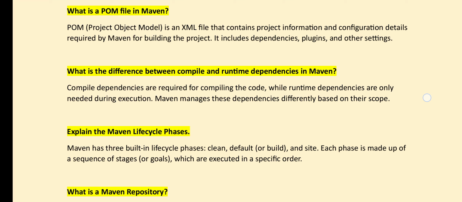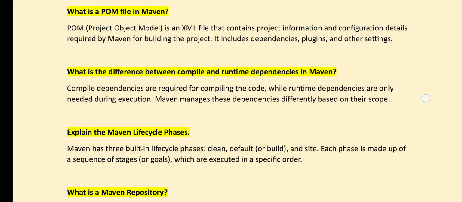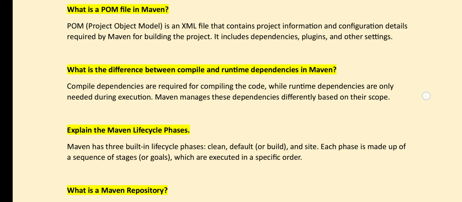Explain the Maven lifecycle phases. Maven has three built-in lifecycles, that is clean, build and site. Each phase is made up of a sequence of stages which are executed in a specific order.